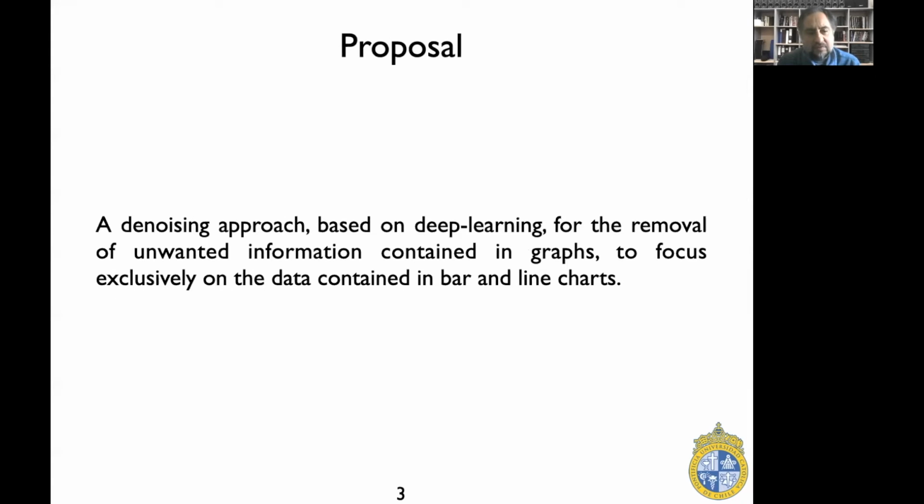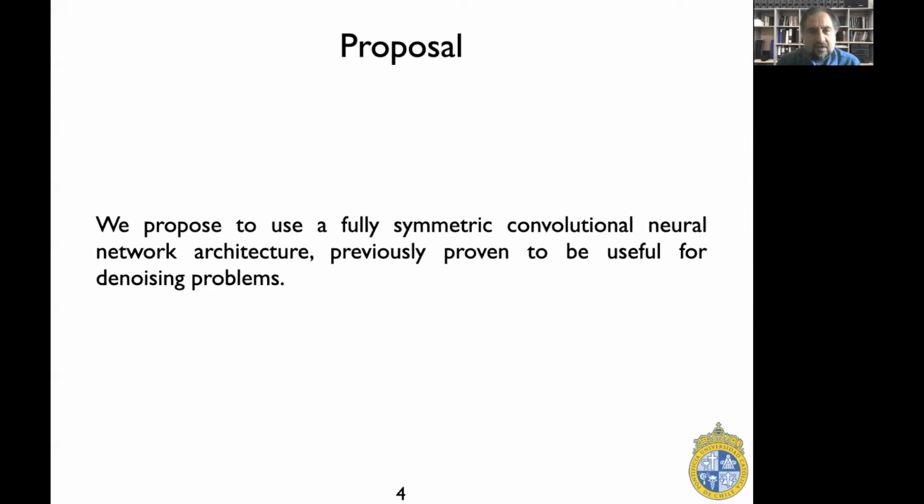So our proposal is to use a denoising approach based on deep learning. So what do we mean by denoising? We mean that we want to treat certain information contained in the charts as noise. So we want to get rid of that information, and we want to focus only on the data contained in bar and line charts. And in terms of the specific architecture we want to use, we propose to use what's called a fully symmetric convolutional neural network, which is an architecture that was previously proposed and proven to be useful for denoising problems.